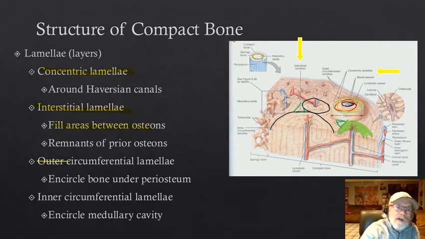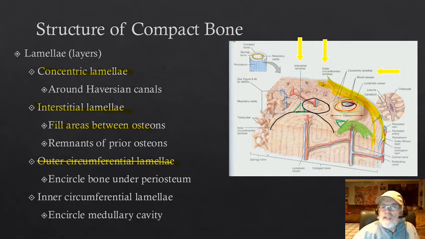Besides that, you have what's called the outer circumferential lamellae, and that's around the outside. So when we look around the outside, there'll be rows. Here's a row here, here's a row here, here's a row here, here's a row here. And basically they encircle the entire bone around the periphery of the bone, just under the periosteum. I know the periosteum is the outside membrane.